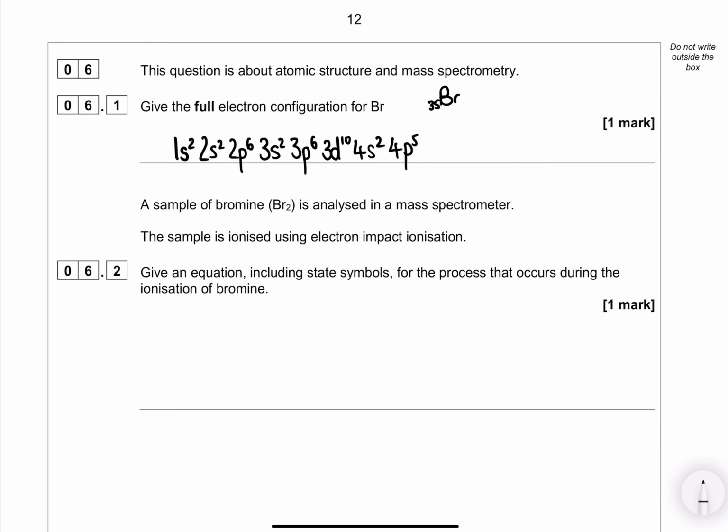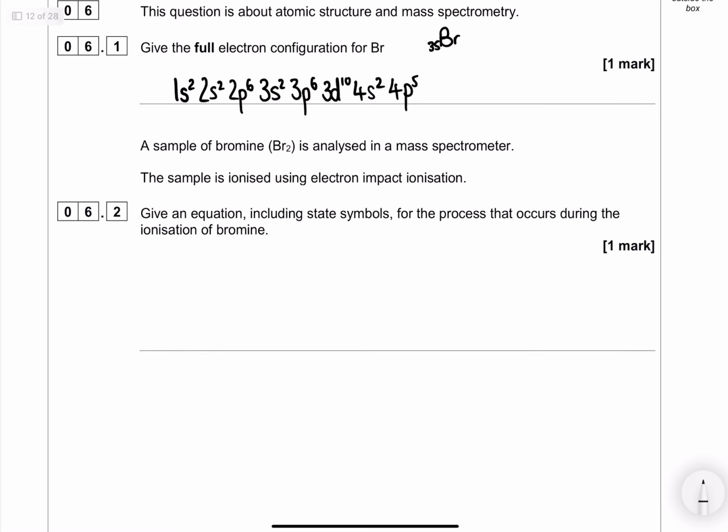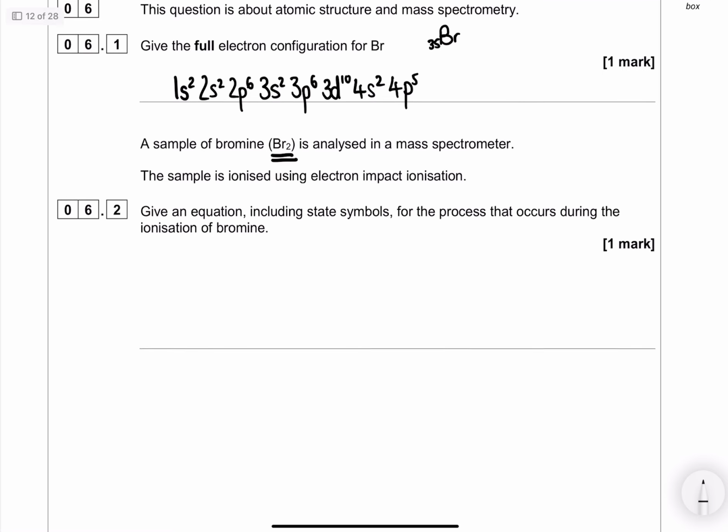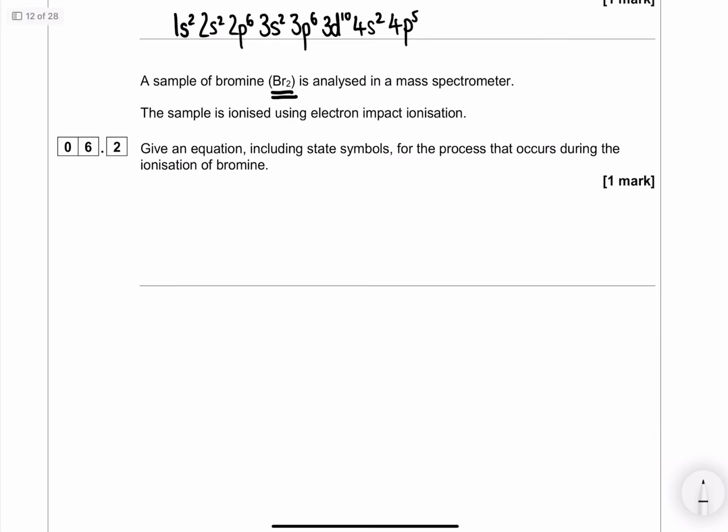If you add up the electrons in that now, you should see that that adds up to 35. So the first up to 2p6 is 10, then there's 18, and then another 10, 28, 30 with the 4s2, 35. A sample of bromine Br2 is analysed using a mass spectrometer, using electron impact ionisation, give an equation including state symbols.